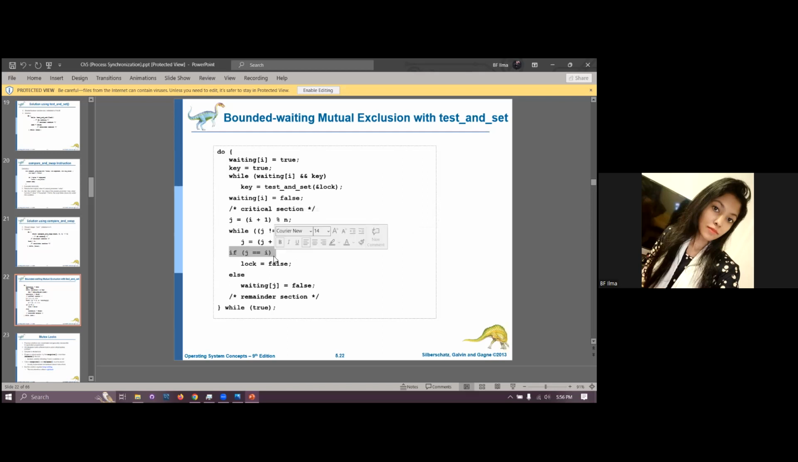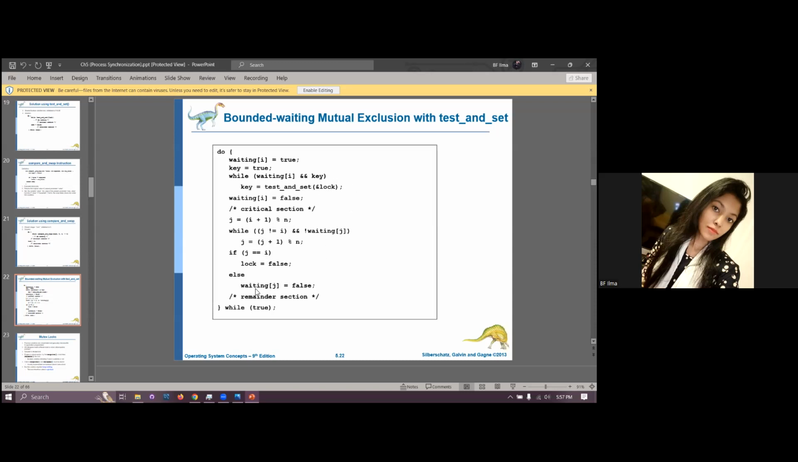And after exiting, which means that we have somehow either gone through the array or we have found a value for j. If j is equal to i, then lock is equal to false. That means it's the same process. Else, we have found another process. So what we do is we don't change the lock value here. We change the waiting value. So that means for all the other processes, the critical section is locked.